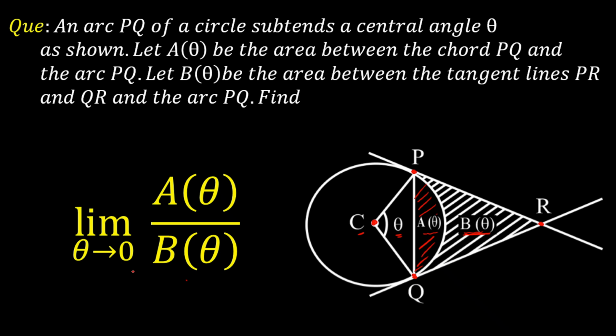Now our question is, find the value of this limit, theta tending towards 0, that means the central angle is tending towards 0, of A theta upon B theta. So we have to calculate this. Now feel free to pause the video and try this question. I'm going to solve this question in the next slide.